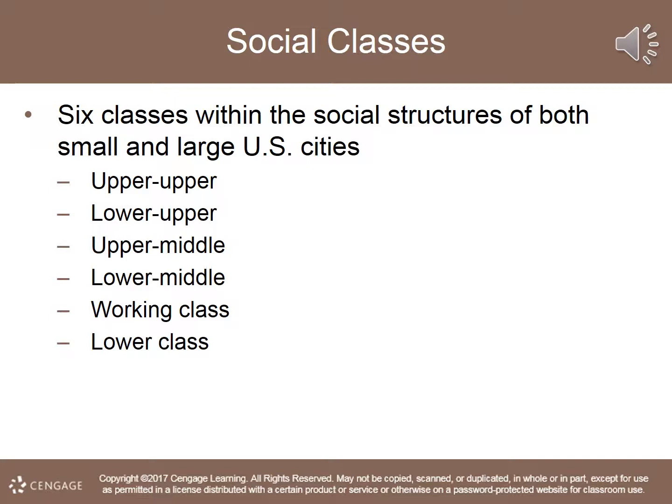Class rankings in a society are usually determined by occupation, income, education, family background, and residence location. Consumers can be identified as six classes within the social structure: the upper, upper middle, lower middle classes, followed by the working class and lower class.